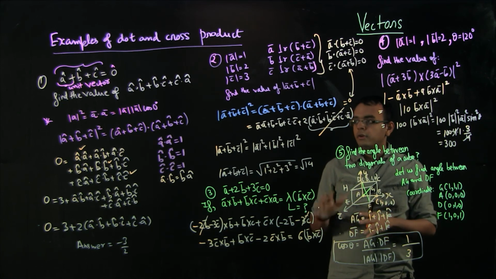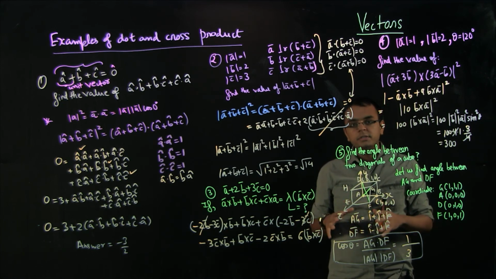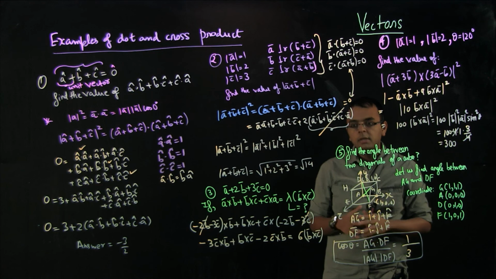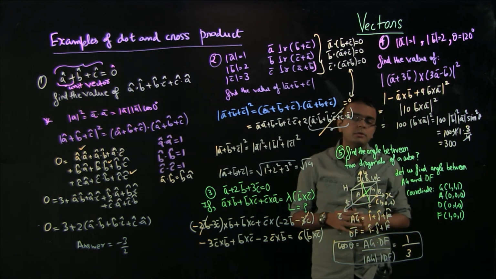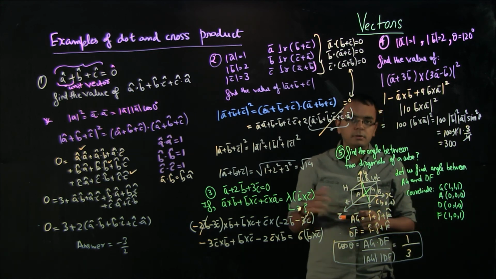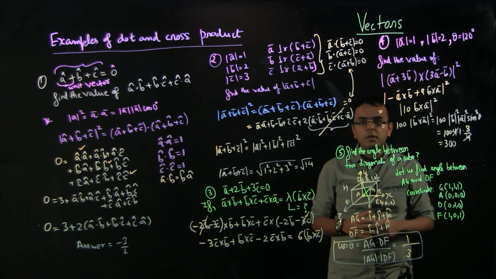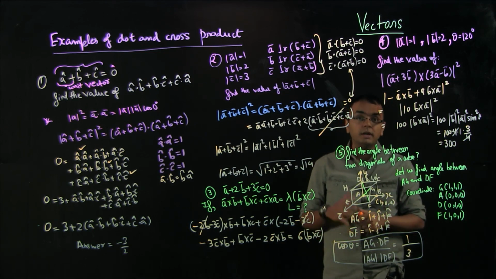I hope that in this video you got a sense of what kind of questions come for dot product and cross product. In the next video we'll be talking about the scalar triple product and then the vector triple product. Those are advanced topics for JEE and very important.